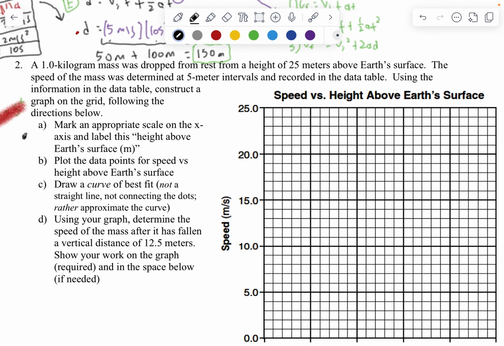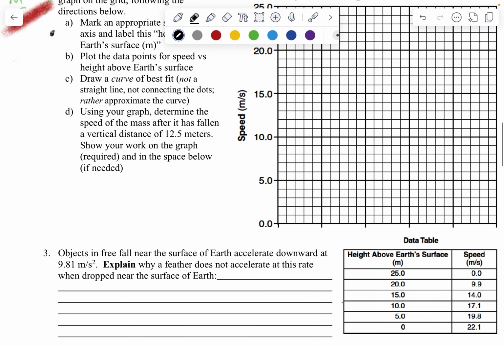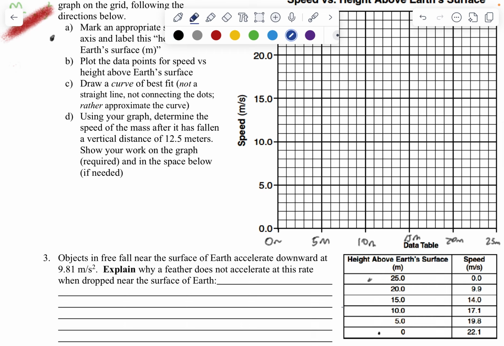So for that first step, let's mark an appropriate scale. I think it should be pretty clear that since we have data for the x-axis going between 0 and 25 meters, and we have 5 different lines given to us right here, we should just split that and divide it and make each of them 5. So then we'll have 0 meters, right? Then 5 meters, 10 meters, and 15, 20, and 25. And then don't forget to mark the x-axis like it says and label it height above Earth's surface. So let's do exactly that.